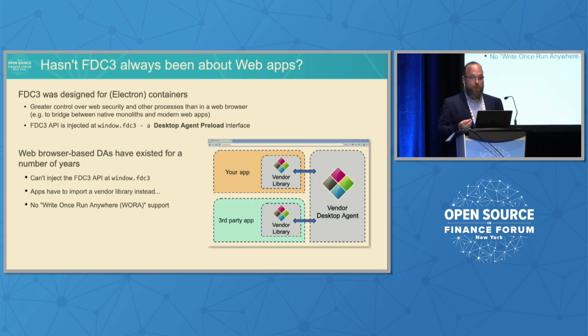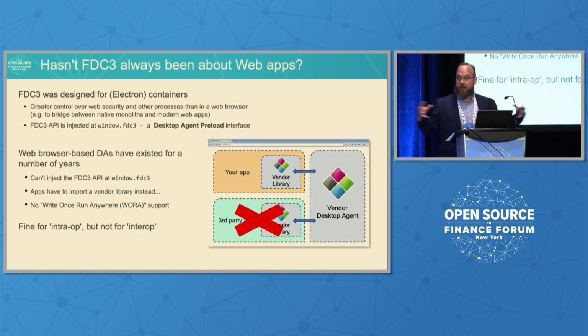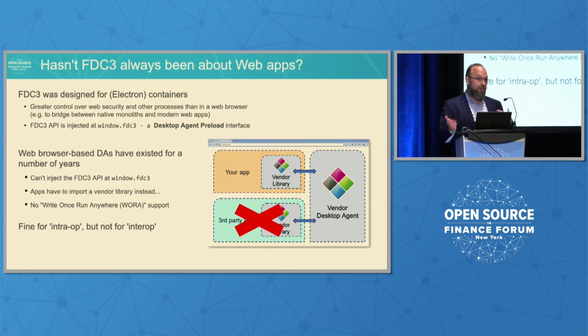Instead, apps have to import a vendor library, which will do it for them. And unfortunately, that means they only support a particular desktop agent implementation. There's no ability for them to write once and run anywhere with just one set of libraries. And that's fine for something you might call interop, working with your own applications in a platform you publish, but it's not great for interop between third-party applications and your own. You have to make a bilateral agreement on which vendor you're going to work with.